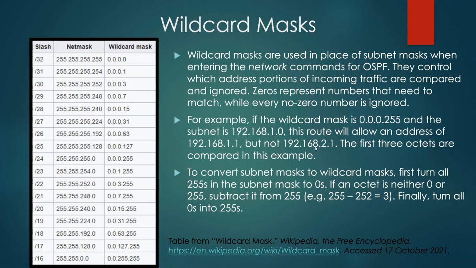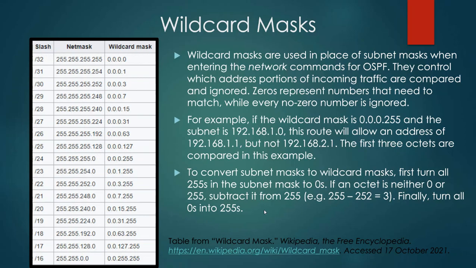However, this one does not. It's in a different subnet, and it's compared against this. Since there's 3 zeros here, and these 3 numbers are 192.168.1, but this ends in 2, traffic from this address or going to this address is not going to work. The first 3 octets are compared in this example. 3 zeros, 3 octets are compared.